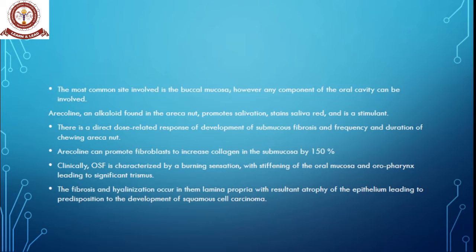Clinically, oral submucous fibrosis is characterized by a burning sensation with stiffening of the oral mucosa and oropharynx leading to significant trismus. More often, in advanced oral submucous fibrosis, the fibrosis may extend from the buccal mucosa to the oral commissure also, which will even make the oral commissure small. The fibrosis and hyalinization occur in the lamina propria with resultant atrophy of the epithelium, leading to predisposition to the development of squamous cell carcinoma.